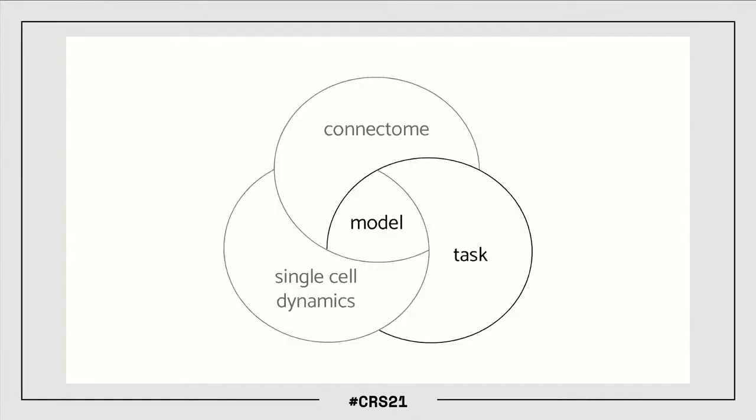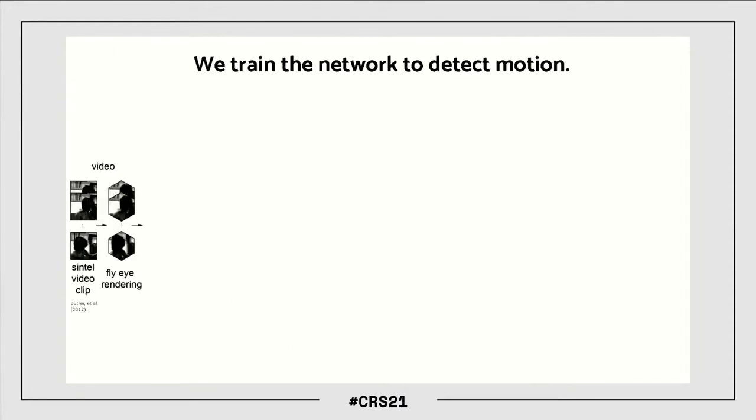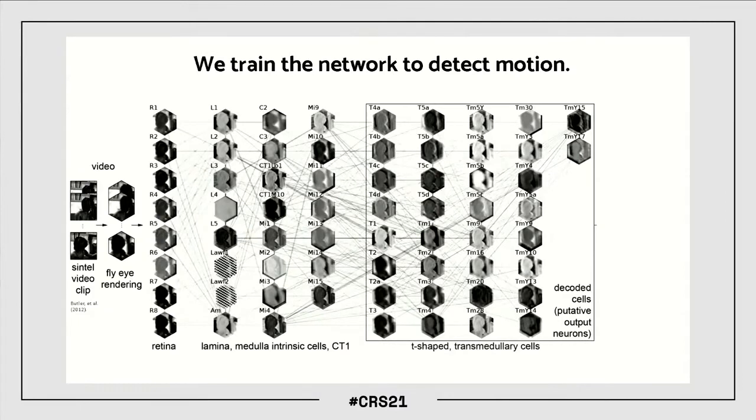We estimate these parameters with the task of motion detection, because we know that's ethologically relevant to the fruit fly. So we train the networks to detect motion. What does this mean? On the left-hand side, we use short video sequences as input that we render to the hexagonal geometry of the fruit fly eye. And then this represents the network. Each neuron now implements this set of differential equations.